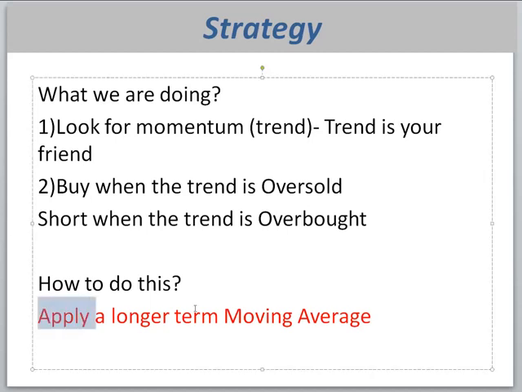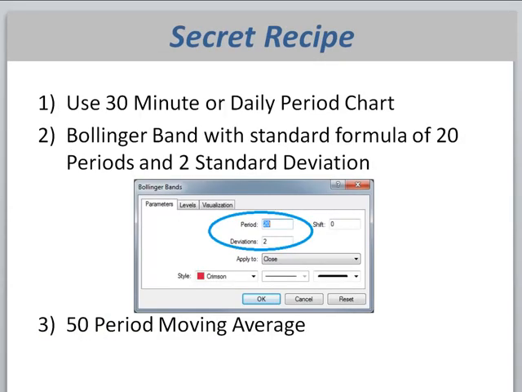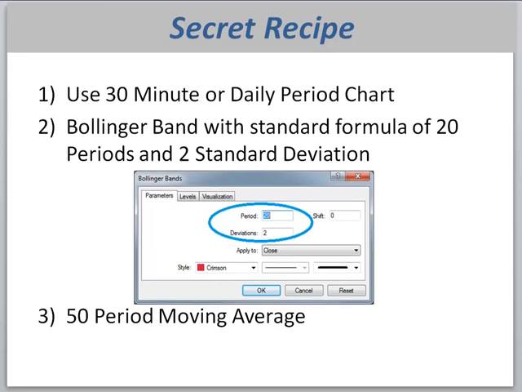So how to do this, we're going to apply a longer term moving average. Okay, so let's just bring up our chart over here. Before we get to that, here's our little secret recipe in putting together the strategy. We're going to use a 30-minute or daily period chart. I've found in my own trading that the 30-minute or daily charts work best for the Bollinger Band strategy. I'm not really sure why. I have a couple theories, but I'm not going to get into that. Just in general, the 30-minute and the daily chart works the best.